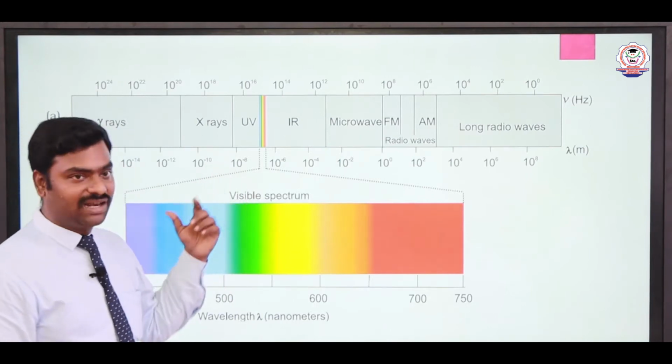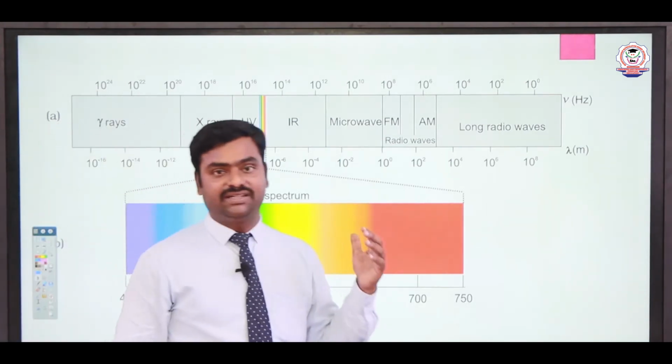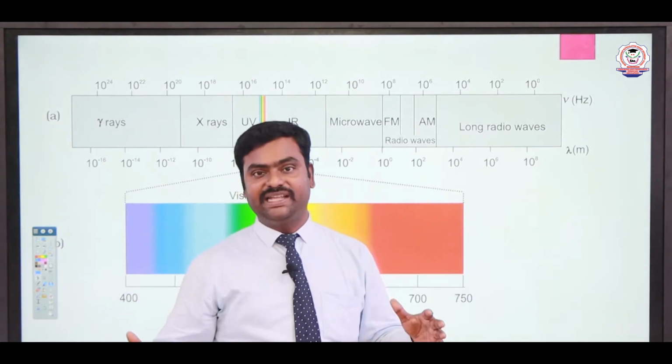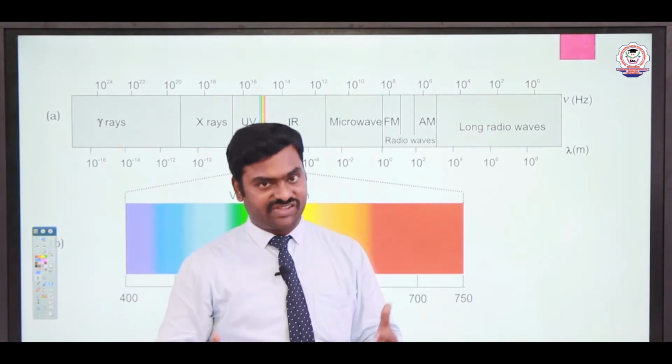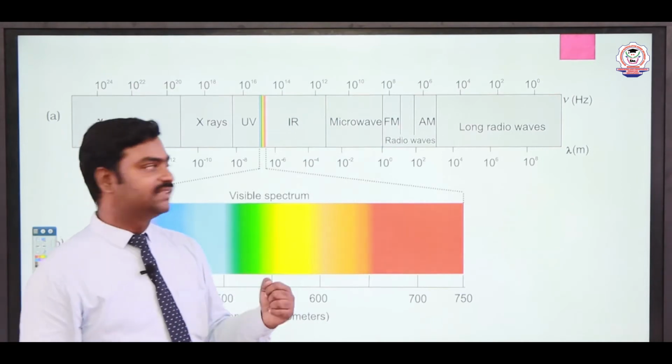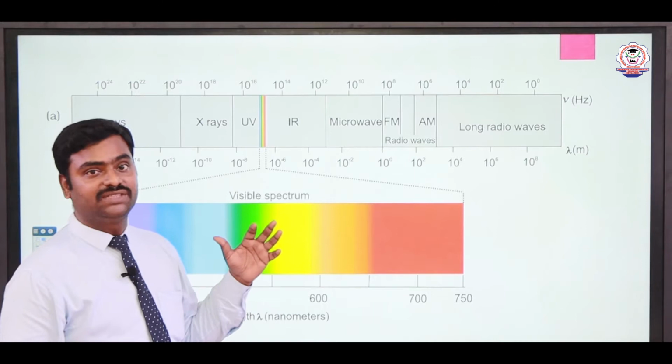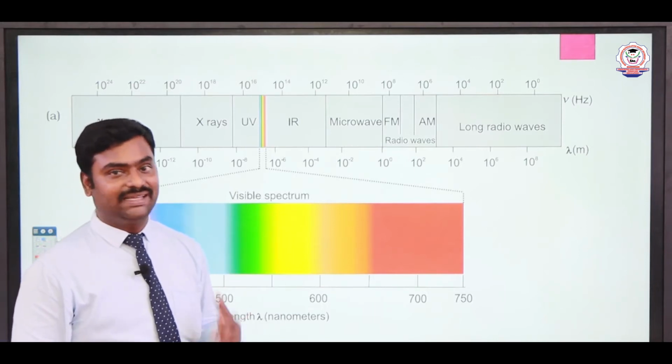Next one, UV, ultraviolet. Ultraviolet also comes from the sun. Our ozone layer prevents UV rays from entering our earth, because it causes cancer to our skin. Next, the visible region is very useful. Without the visible region, as I said, we can't see any object.